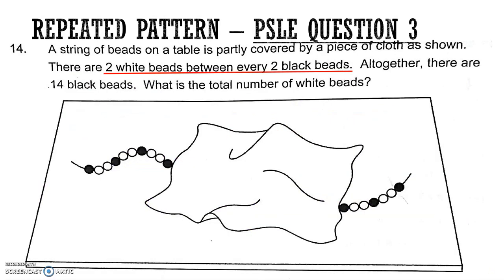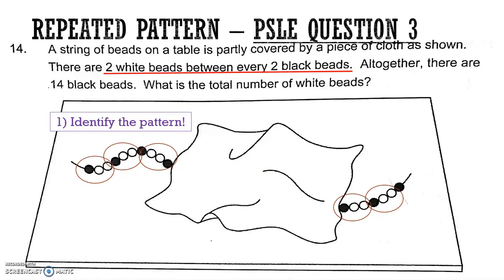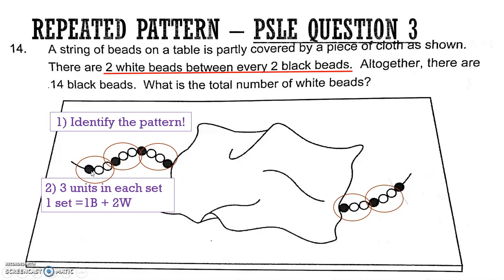Let's try another one. This is slightly different. Okay, again, press pause, solve it yourself. Okay, are you ready? First, identify the pattern. Because we read here 2 whites between every 2 black, some of you may be confused: shouldn't there be 4 beads in each set? But if you circle it, you can see that in each set there are only 3 beads, 1 black and 2 whites.